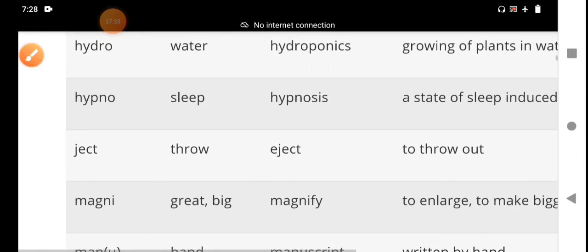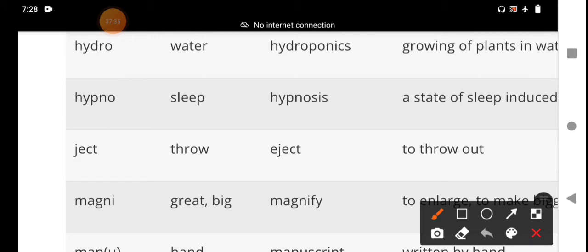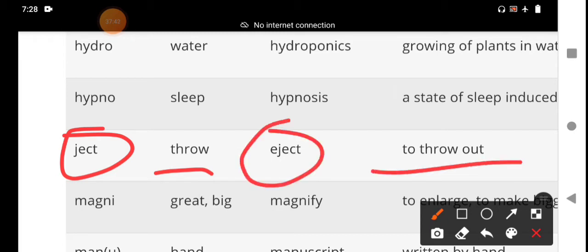The next word in this session is ject. Ject means throw. You should remember that ject means throw. The derived words are eject, meaning to throw out, reject, and object. I will explain the word object.